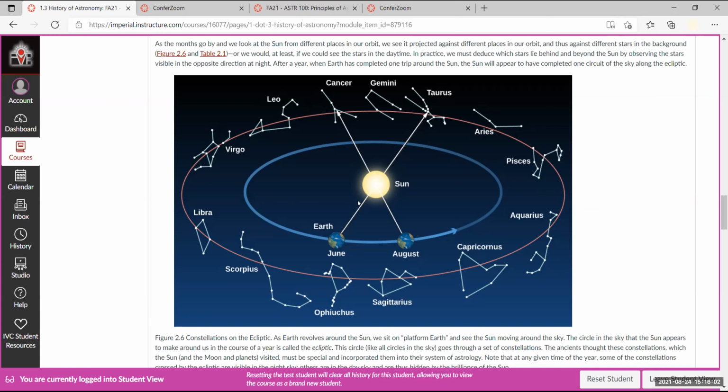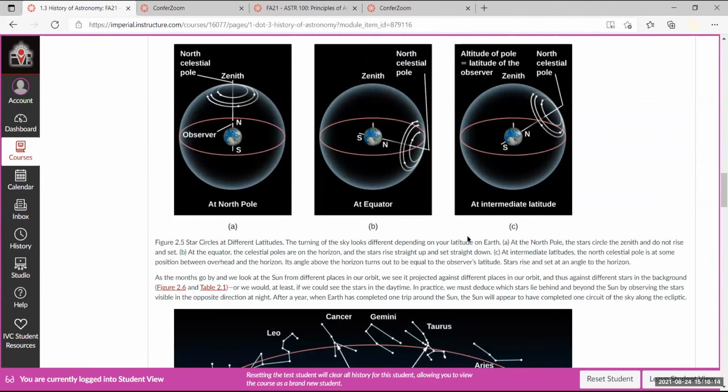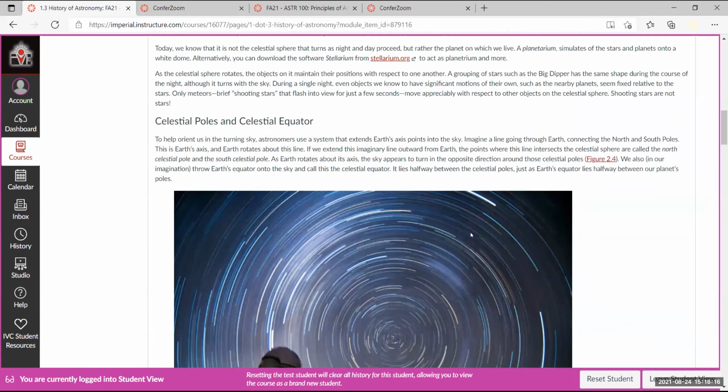Unless we have a solar eclipse, we cannot see the other constellations in summer. We see them in the winter, though, when we are on this side. Okay, and that's exactly the whole activity that you're going to be doing in this one. I encourage you to do the readings.